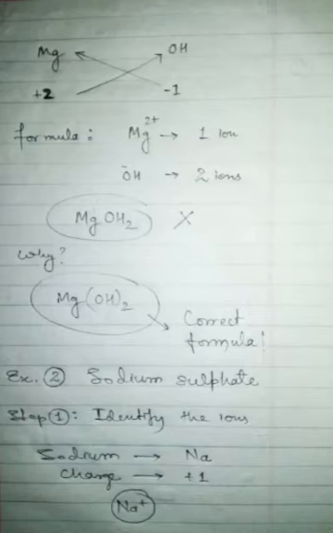Okay. Now the step 2, write the symbol of ions and their charge below their symbols. So magnesium charge +2, hydroxide ion charge -1. So when we change the charges, they convert into the numbers of the ion. So magnesium ion is 1, hydroxide ion is 2.